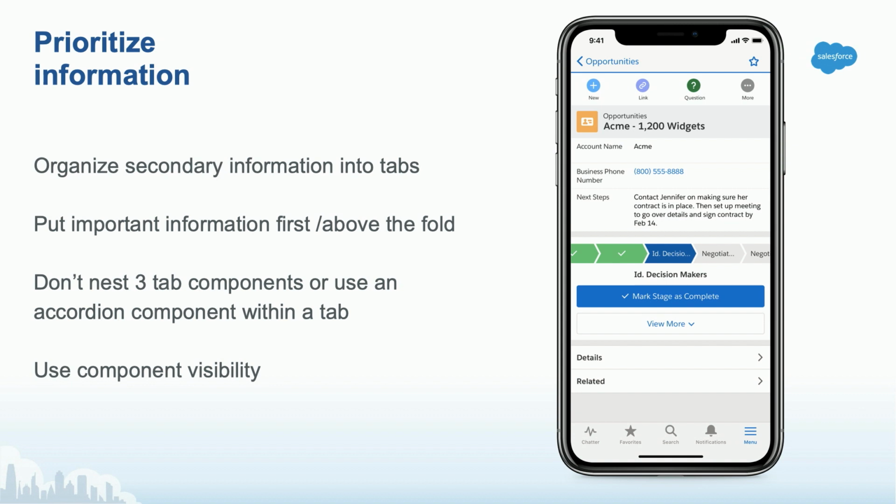Then don't nest 3 tab components or use an accordion component within a tab, because this will make your users have to drill in to get to the information that they need. Don't make them have to search for information if you can give it to them as soon as possible. And last but not least, use component visibility. This is a great new feature that Lightning on Mobile has introduced. And over here, you can prioritize the information by using component visibility and removing the things that are not relevant to the mobile use case and that are only relevant to the desktop use case.